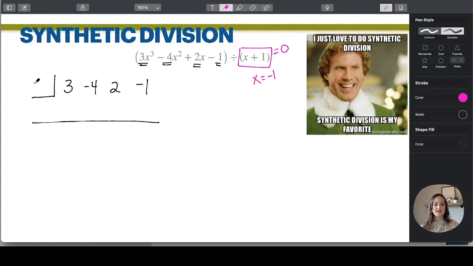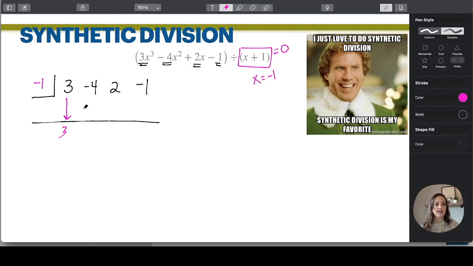Put that number on the shelf. Basically, it's going to be the opposite sign of that, but still, just stay with me. Or if you're not sure, just set it equal to 0. And now here's what you do. The first number you automatically bring down. Bring down the 3. And you're going to multiply.